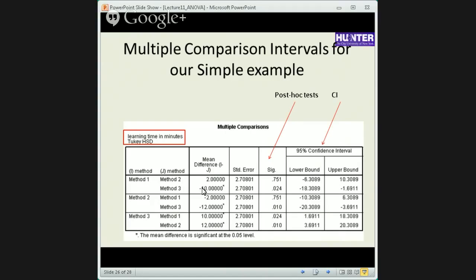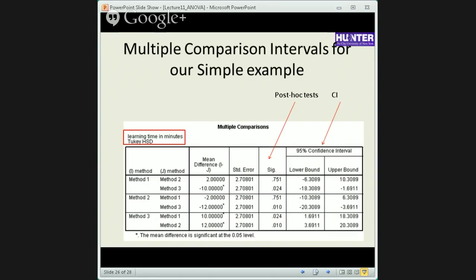But 1 minus 3 has a much bigger difference, about the same standard error. The significance level is under 0.05, and this confidence interval does not include 0. So we would conclude that there probably is a real difference at the 95% confidence level between methods 1 and 3, and that the mean for method 3 is higher because method 1 minus method 3 gives a negative value. That's how you interpret these tables.